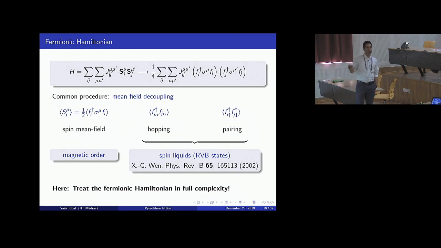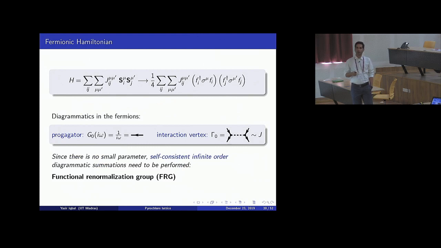It tries not to go to a mean fieldish picture, but treat the fermion Hamiltonian in its full complexity. So what I'm not going to do, I will not decouple this Hamiltonian, but rather try to tackle this full 4-fermion interaction. Now, the trouble here is that this is a very peculiar Hamiltonian. There's no kinetic term here, right? So there's no natural perturbative starting point in the expansion. So the aim is to do diagrammatics in the fermions. And this is FRG formulated in Matsubara frequency and in real space.